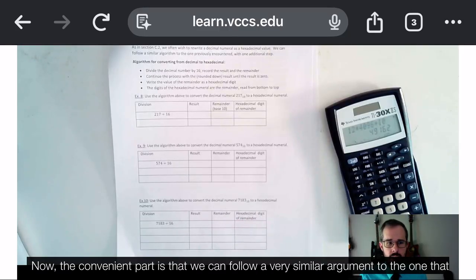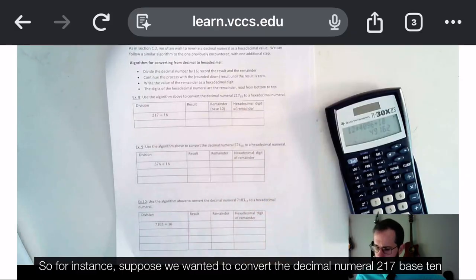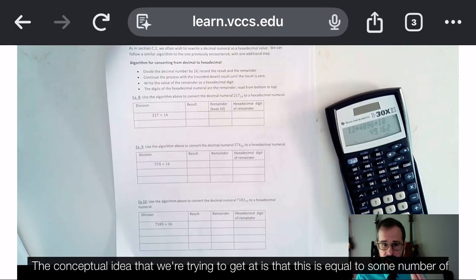Now, the convenient part is that we can follow a very similar argument to the one that we encountered in the previous section on binary. There's going to be one additional step to doing that. So let's talk about this algorithm by way of an example. For instance, suppose we wanted to convert the decimal numeral 217 base 10 into a hexadecimal numeral. The conceptual idea that we're trying to get at is that this is equal to some number of 16s plus some number of things left over.